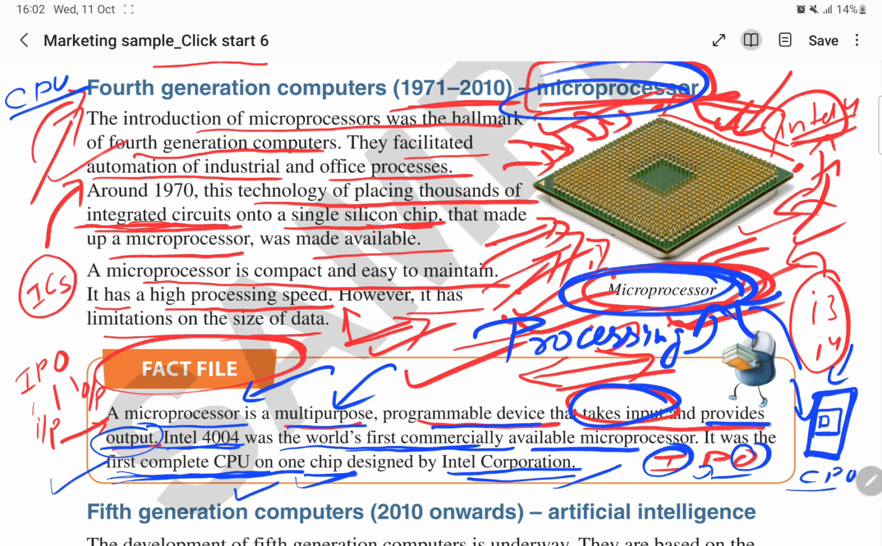So it was the first complete CPU, and the microprocessor is placed on a single silicon chip where many integrated circuits are placed. The microprocessor is placed on the motherboard, so the complete CPU was made, and that microprocessor was named Intel 4004, designed by Intel Corporation.